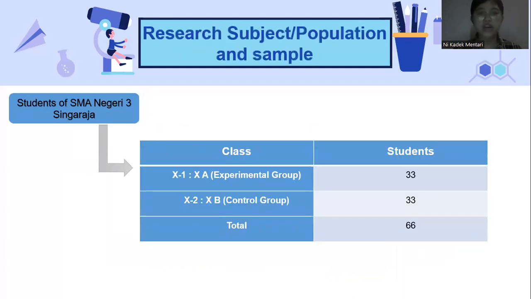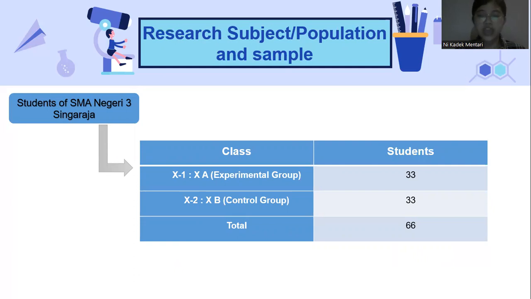Alright, everyone, so now I would like to explain to you about the research subject, population, and sample. As you can see on the slide, here I use students of SMA Negeri 3 Singaraja as the subject, especially in the 10th grade. I use a sampling technique, and also the purposive technique, to get a representative sample to support my research.